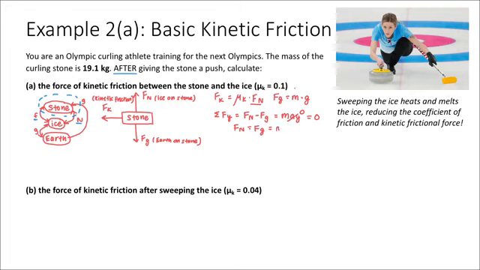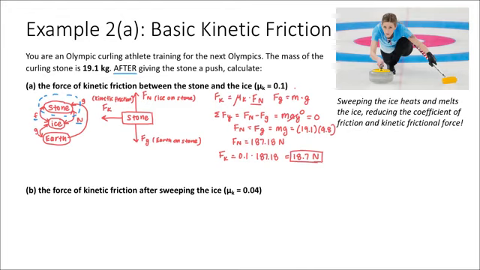Then that would be the m of the stone, which in this case is 19.1 kilograms, and then g is always 9.8. So that means my normal force in this case is going to be equal to 187.18 newtons. So then my force of kinetic friction would be 0.1, that's the coefficient of kinetic friction, times 187.18, which will be equal to 18.7 newtons.